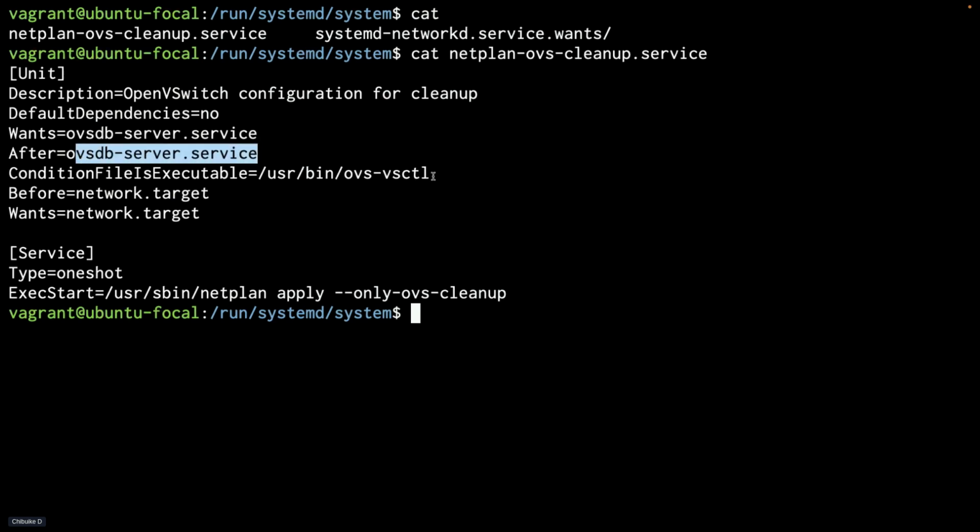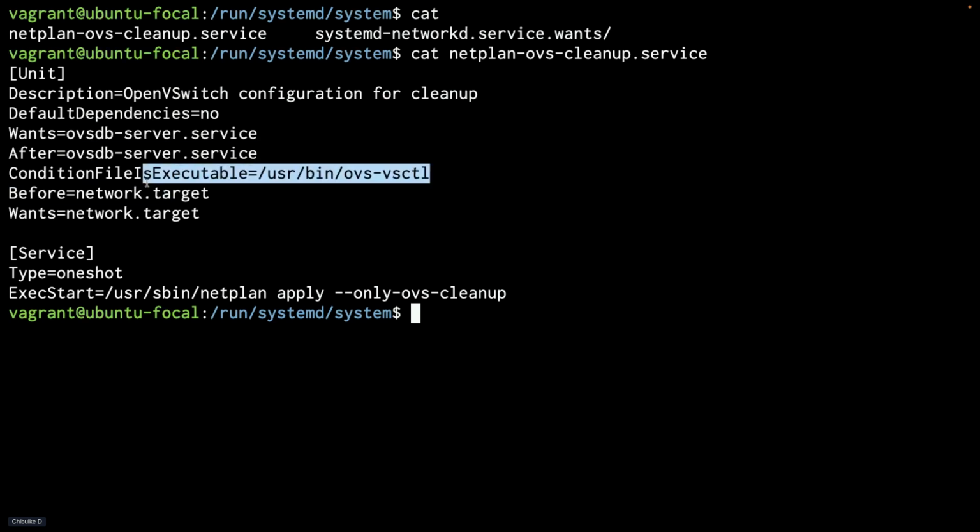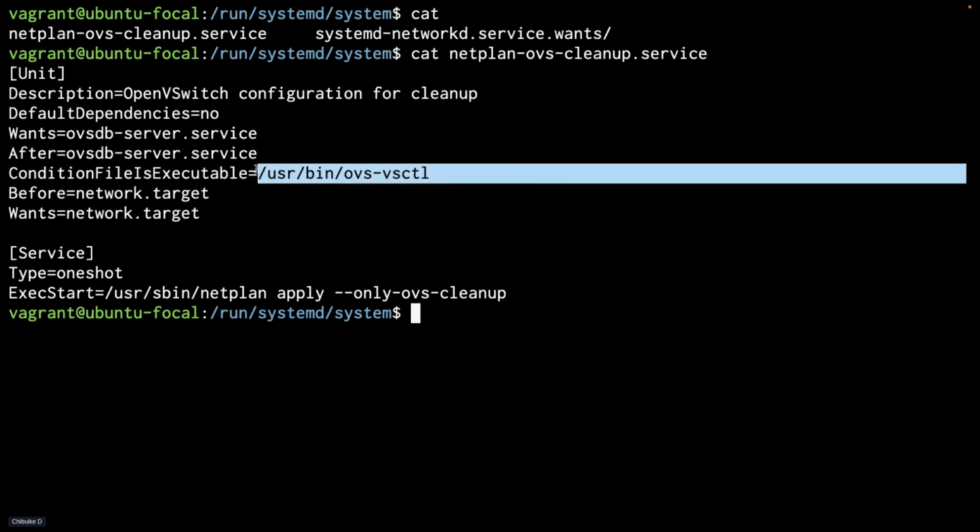Now, what is it going to do? It's going to clean. This is what it's going to run. So it's only going to run this file if this file is located, or if it exists, then it will run it, and it points down to the network target.